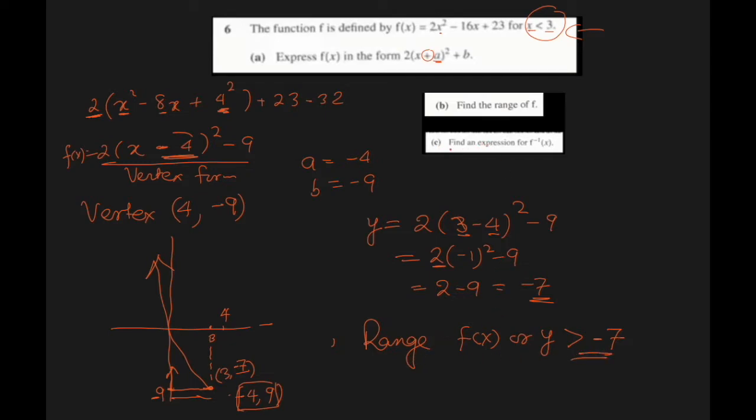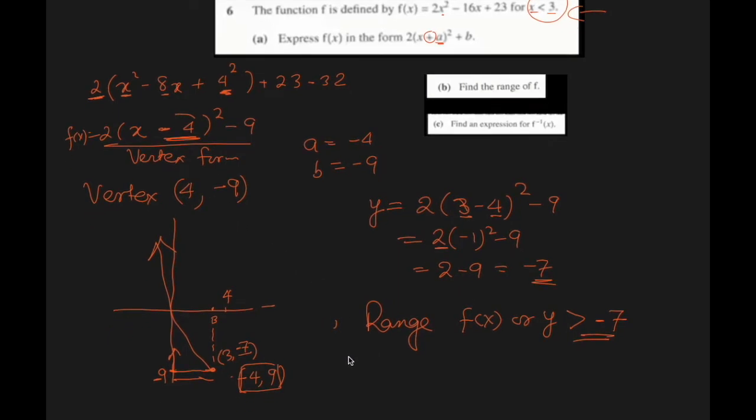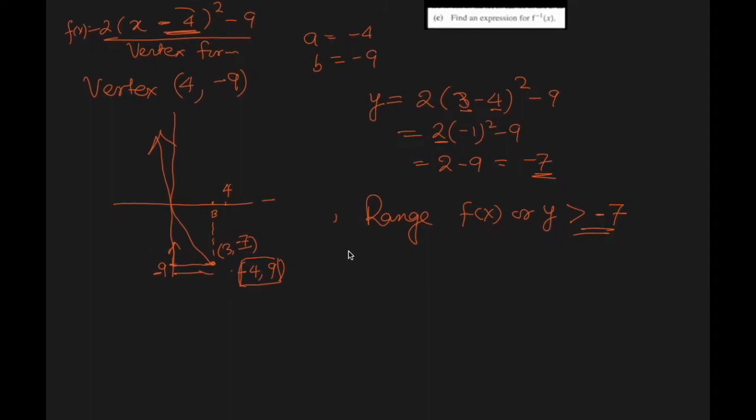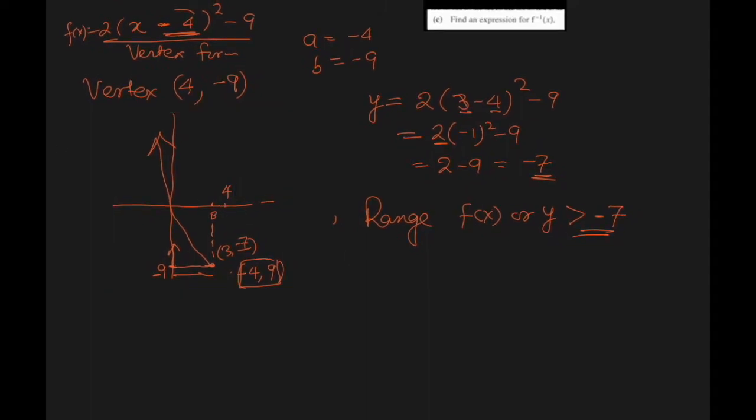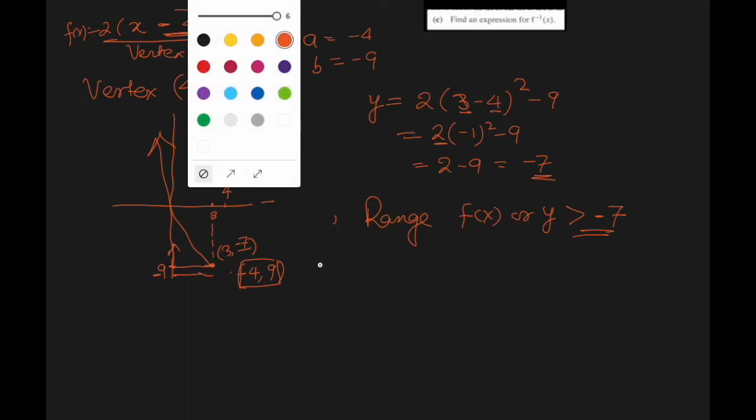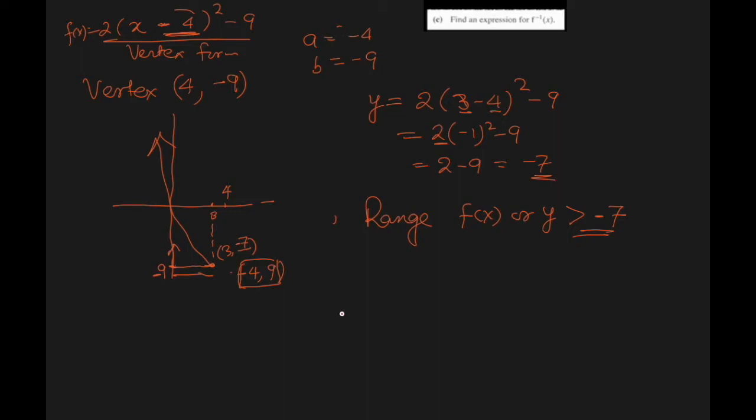Okay. C part, find an expression for f inverse x. Whenever they ask you to find the inverse of a function, a quadratic function that is, always convert it to vertex form first. Here in this question they have already asked you, most of the times they ask you to convert to vertex form first so that you can easily find the inverse. You cannot find the inverse from the normal standard form of a quadratic function. So let's start with the vertex form. f(x) equal to 2(x minus 4) squared minus 9.